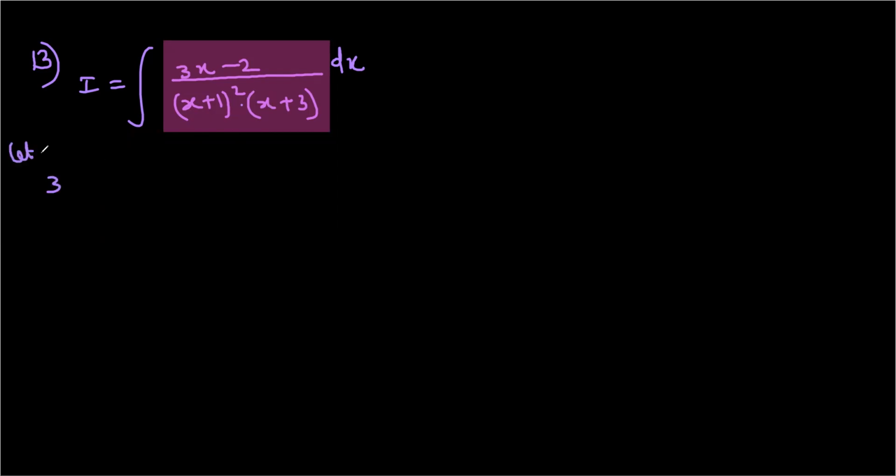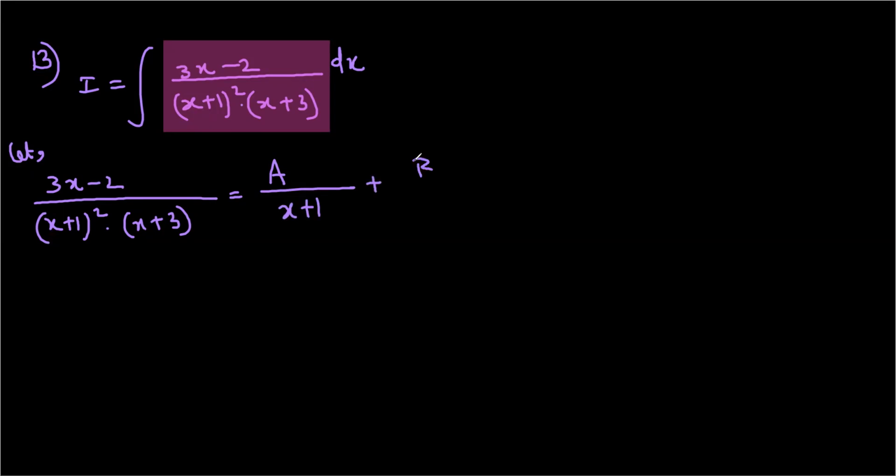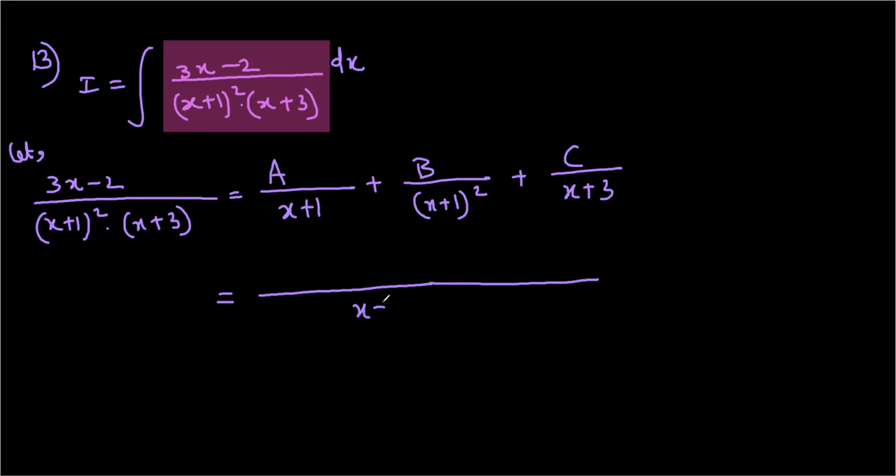So I will write here: let 3x minus 2 over x plus 1 the whole square into x plus 3 equal A upon x plus 1, since I have x plus 1 the whole square, I will begin with x plus 1. Then I will have B upon x plus 1 square. Then I have C upon x plus 3. Then what do I do? I take the LCM. The LCM would be x plus 1 square into x plus 3, the LCM of these three factors, x plus 1, x plus 1 square, and x plus 3.